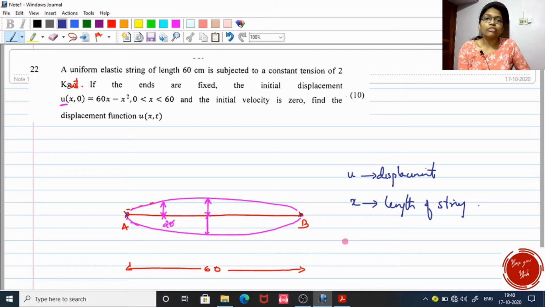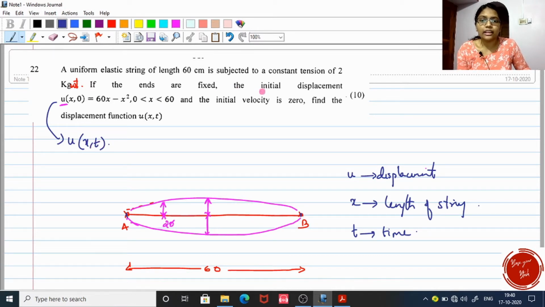And it is very obvious that as time progresses, the displacement will diminish. Why? Because damping occurs, isn't it? So we can even say that the displacement does depend on time. So the parameters which determine the displacement are x and t. So this u of x comma t is the displacement function.